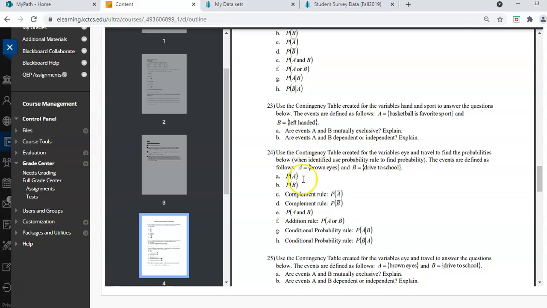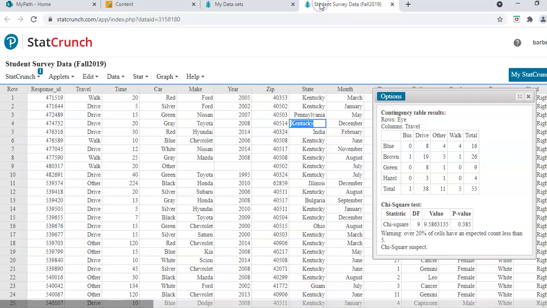All right, and then of course the complement, we're going to do 1 minus what we got in A. And for this one, 1 minus what we got in B. Now, the probability of A and B. We're looking for people with brown eyes who drive to school. So if we look back at our contingency table, here are the brown-eyed people. Here are those who drive to school. That row and that column come together right in this cell with 19 in it. It's 19 out of 55.